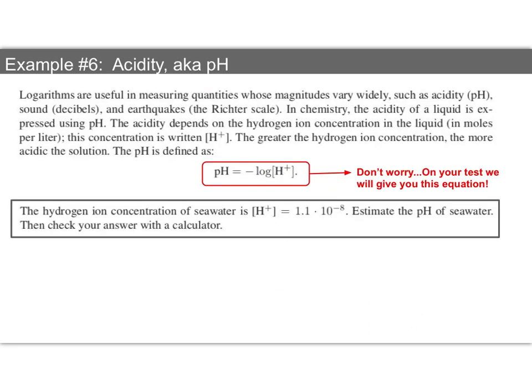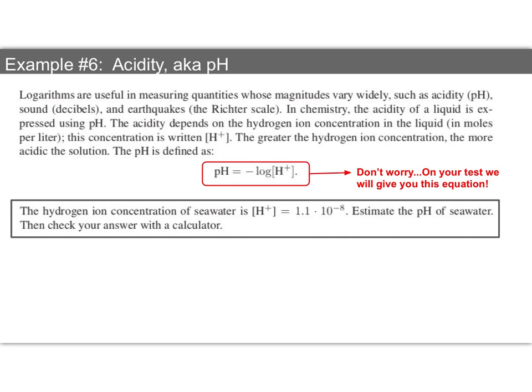So another place where we see logarithms a lot is when we are measuring quantities whose magnitudes vary very widely. Things that this happens a lot with are acidity, so pH, right? So if you think about how acidic something is, what their pH is, as well as sound in decibels, or earthquakes, on the Richter scale, when you say it's a 7.0 earthquake, that is actually a log scale.